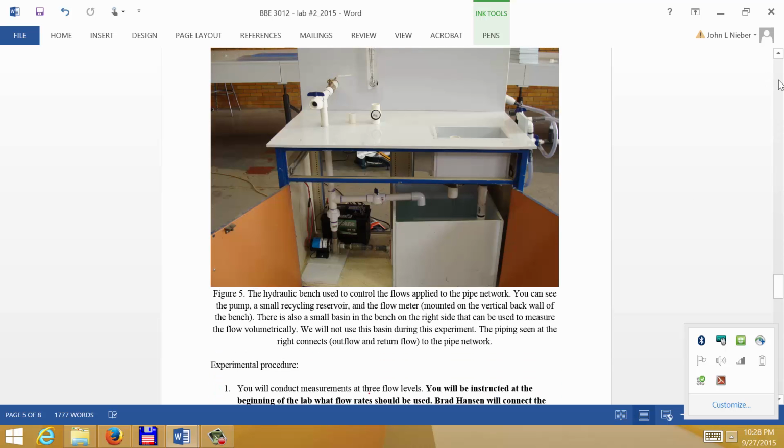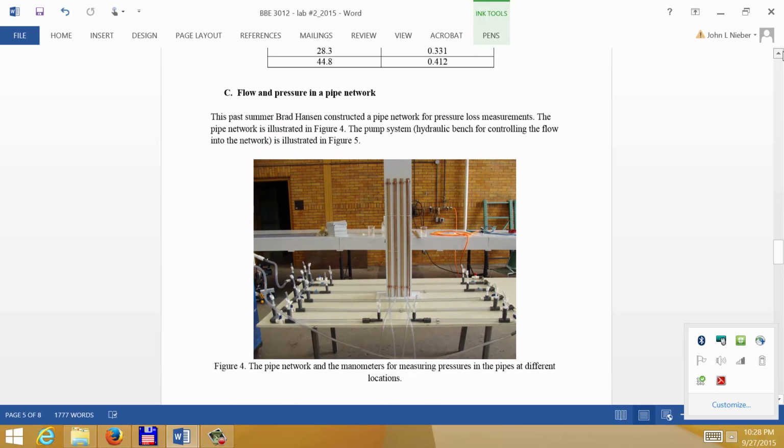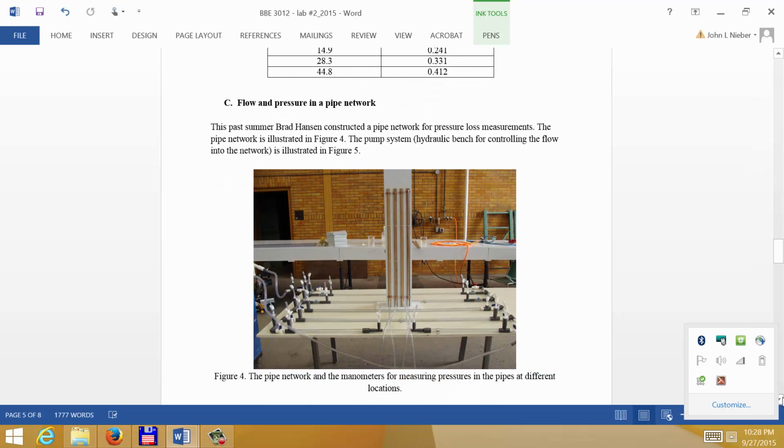Lastly, what we'll be doing is we'll be making measurement of flow and pressure through pipes. And we constructed a small pipe network last year. It says this past summer. It was actually the summer before. So this was the summer of 2014 when this was built. And what we have here are 5 different pipes. One of them is not a uniform diameter pipe. It's got 2 sections that are same diameter, and then one portion in between that's a different diameter. Then we have other pipes that are of different diameter.